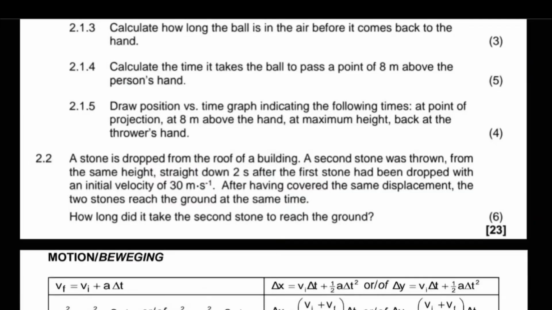Now we have a question 2, and this is based on new information entirely. It says a stone is dropped from the roof of a building. A second stone was thrown from the same height, straight down 2 seconds after the first stone had been dropped, with an initial velocity of 30 meters per second. After having covered the same displacement, the 2 stones reached the ground at the same time. How long did it take the second stone to reach the ground?